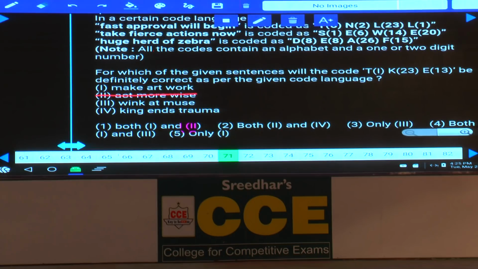Then coming to 1 and 3, WINK. Now W is 23, 23 is there, and K is the last letter, K 23, that is WINK. And this AT. Now A is what? A is 1, and last letter is T, this is valid. And for MUSE, E is the last letter, and M is 13, hence 1 and 3. 1 and 3 that is given with choice 4. Hence this can be the code for anything between these two.